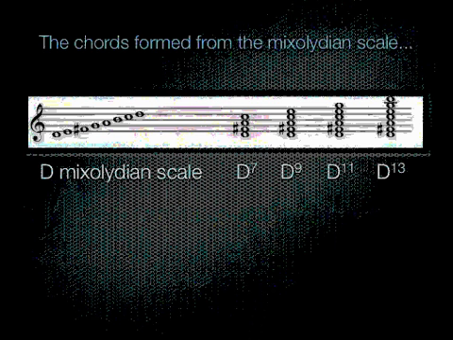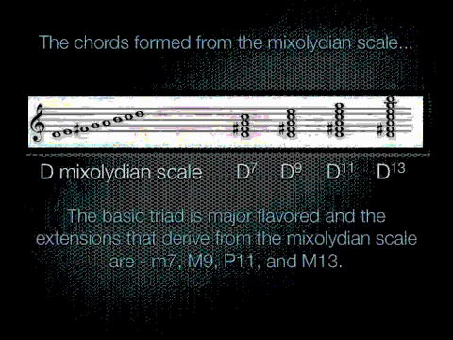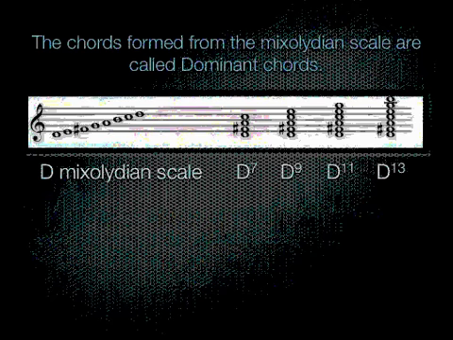All right, here are the chords derived from the mixolydian scale. So on the left we have a D mixolydian scale, and then the possible derivations of that: D7, D9, D11, D13th. Now in this case, the basic flavor of the triad is a major triad, and then we have the minor 7th, major 9th, perfect 11th, and major 13th. All of these chords are called dominant chords, and this kind of derives from the fact that even if they're not used as the dominant, in other words, the 5 chord of a key, they're still called dominant chords for that reason.